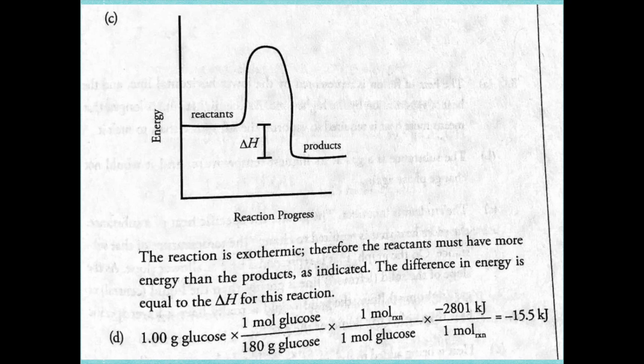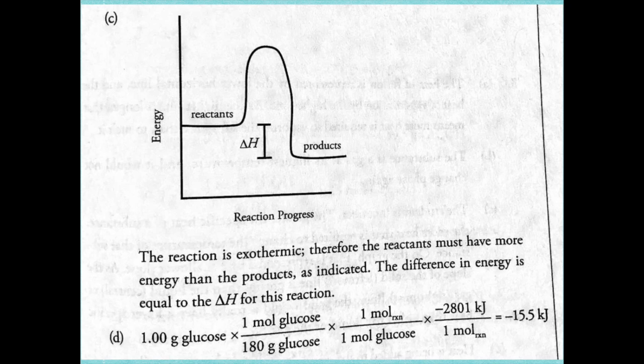Okay? For the final question, it says, how much energy is given off by the oxidation of 1 gram of glucose? So that's what I start with, 1 gram of glucose. And in order to use my enthalpy, which is in kilojoules per mole of reaction, I need to get into moles of reaction. So I'm going to take 1 gram of glucose and divide by the molar mass, that gets me into moles of glucose.